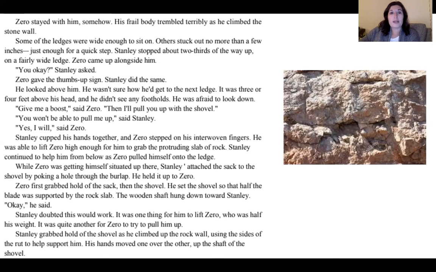Some of the ledges were wide enough to sit on. Others stuck out no more than a few inches, just enough for a quick step. Stanley stopped about two-thirds of the way up on a fairly wide ledge. Zero came up alongside him. "You okay?" Stanley asked. Zero gave the thumbs up sign. Stanley did the same. He looked above him. He wasn't sure how he'd get to the next ledge. It was 3 or 4 feet above his head, and he didn't have any footholds. He was afraid to look down.